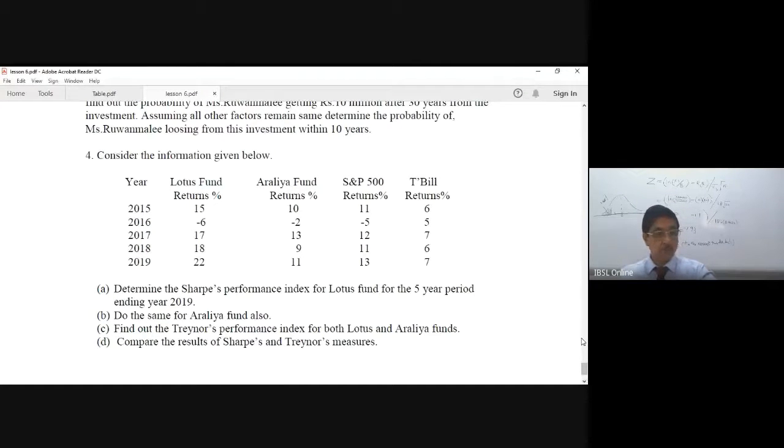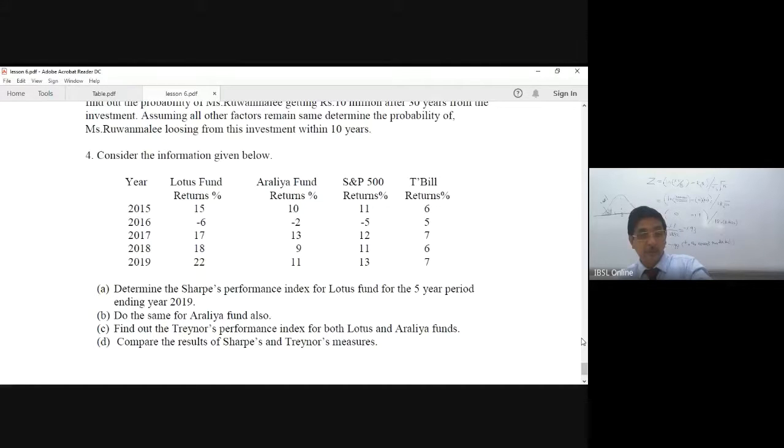Now you get information with regard to 5 years from 2015 to 2019. Part A, determine the Sharpe's performance index for Lotus Fund for the 5-year period ending year 2019. Now what are we going to do about it? How are we going to do it for the ending year 2019? So you can suggest something.